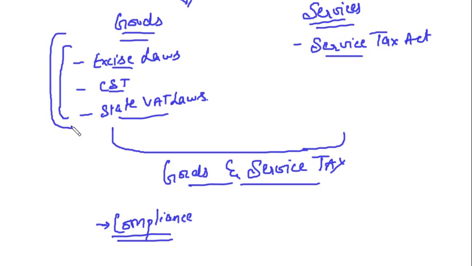They have to pay the excise to the excise department. Then the state VAT laws, they demand the VAT. So there were a lot of compliances for the business when they have to deal with the multiple taxes and multiple departments. There were excise departments, VAT departments, CST departments, and a service tax department. So a single businessman has to deal with the multiple departments.